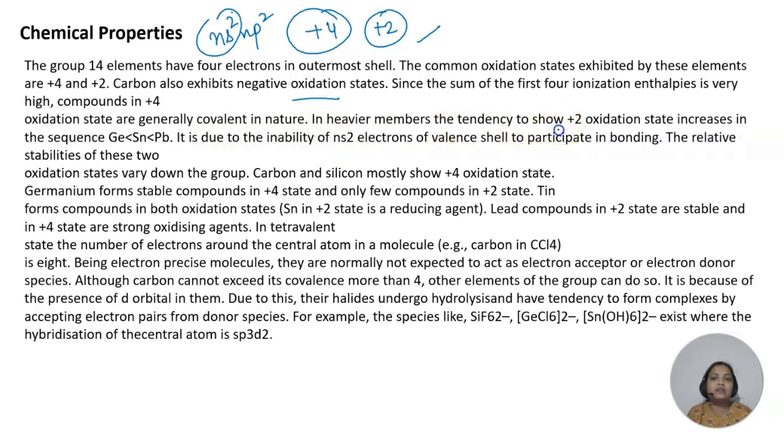In heavier members, the +2 oxidation state tendency will increase from germanium to tin to lead because of inert pair effect. Again, same thing we are telling in every group, because of the inability of ns2 electrons to participate in bonding. All right.